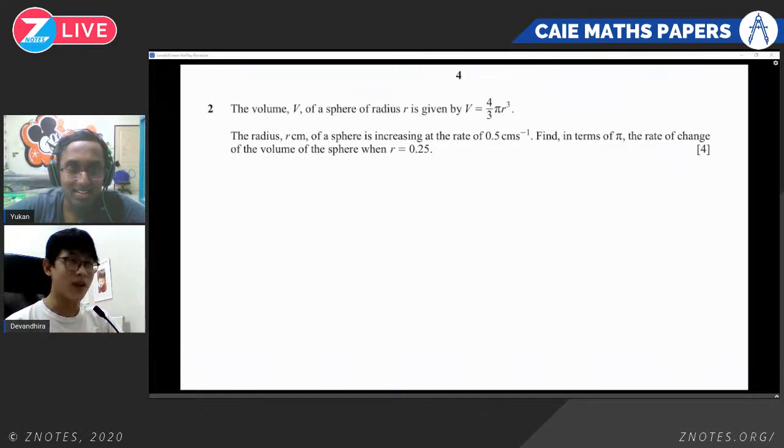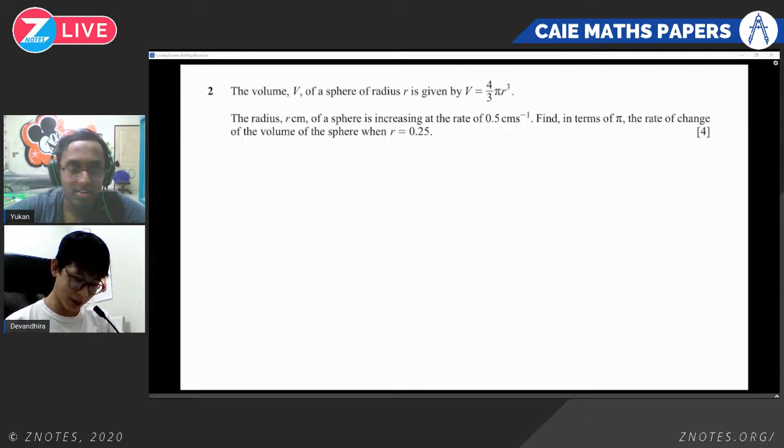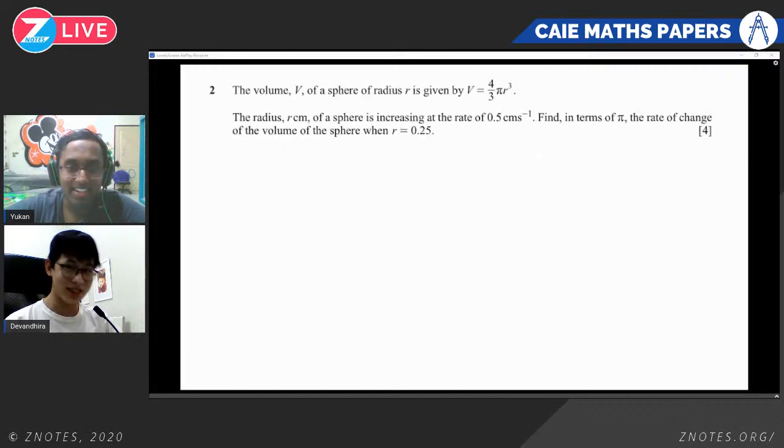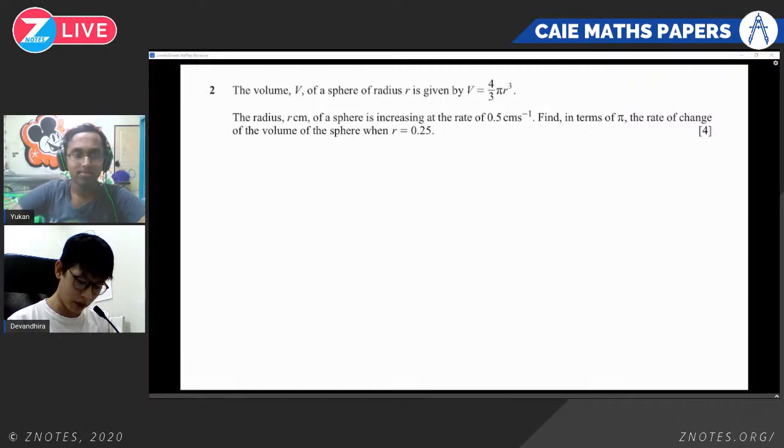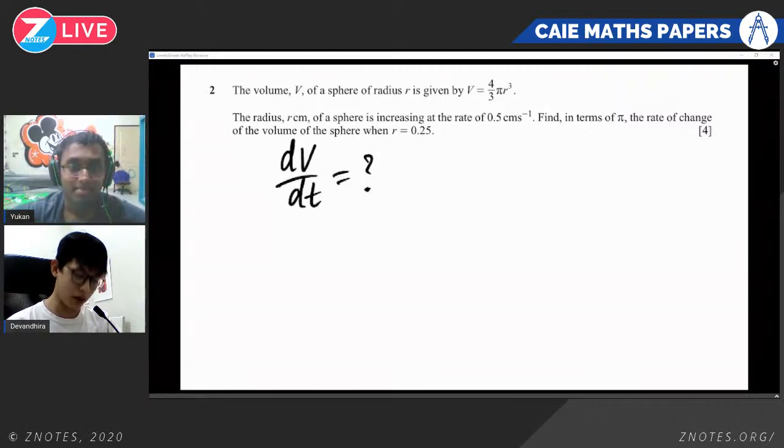All right, so Yugen, what kind of question is this? What do you think? All right, so this is a rates of change question. From the question they ask us to find the rate of change of the volume, is that correct? Mm-hmm. That means what we're looking for is dV/dt. Yeah.